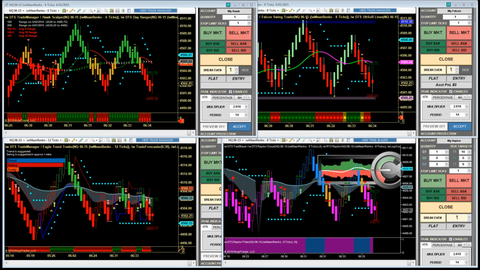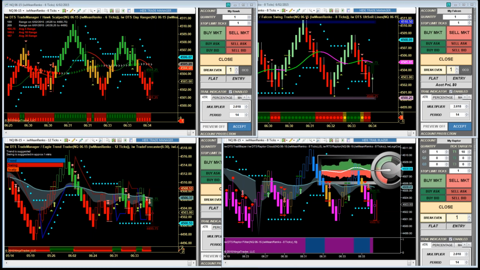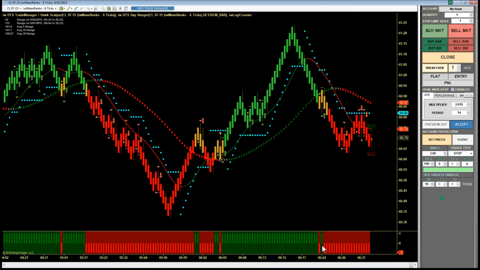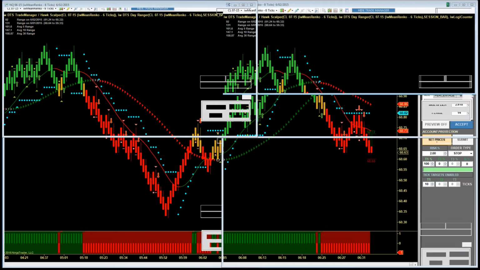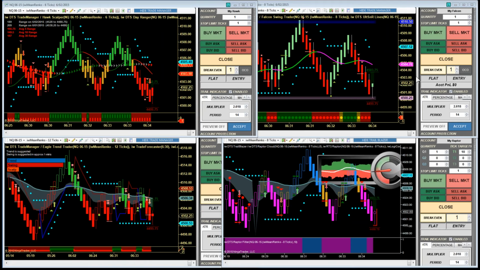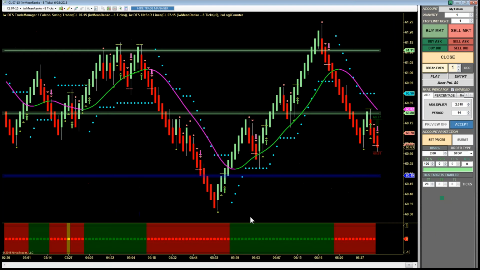Crude oil is pretty quiet for the most part. Here's crude oil on our Hawk scalper, and you can see we just printed a first micro macro cross signal around here, still taking a little bit of heat on the trade, but it does look like crude oil will head lower. Okay, we just printed a swing signal for crude. So here's our trend change signal.